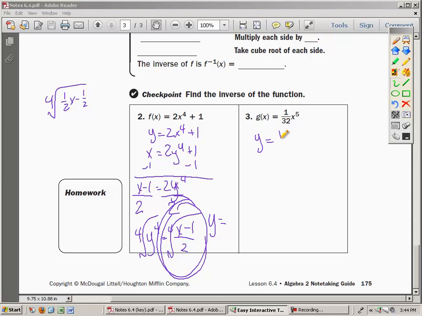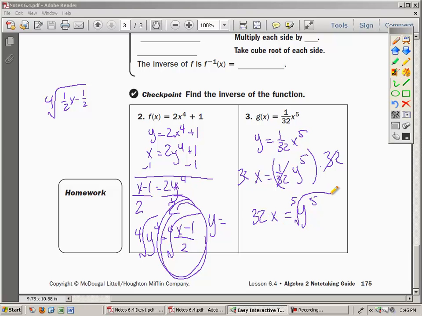Again, this says y equals 1/32 times x to the fifth power. And so if I want to solve that and find the inverse, I interchange the x and the y. And now I'm going to multiply both sides by 32 over 1. And so I get y to the fifth equals 32 times x. So now to get rid of y to the fifth power, I take the fifth root of both sides, because that's the inverse of fifth power.